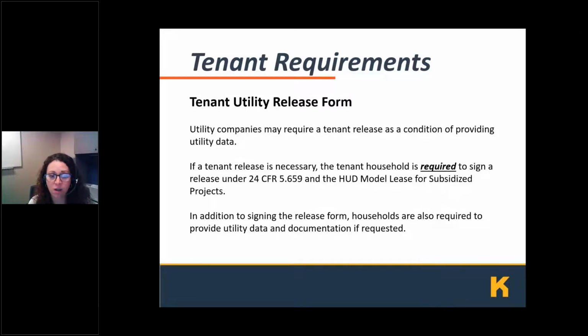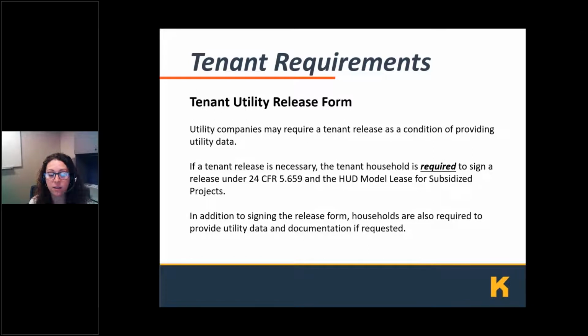Your tenants are required to sign this release. That reference is in 24 CFR and the HUD model lease. They unfortunately don't have that choice. They need to sign this so that we can collect the usage data. In addition to signing the release forms, they're also required to provide utility data and documentation if you request.